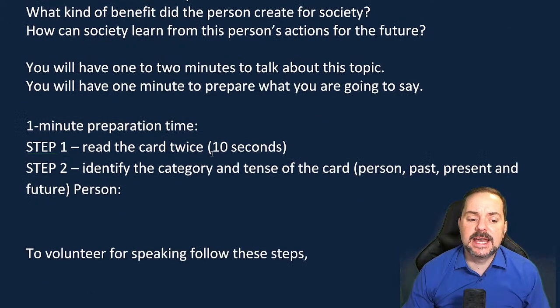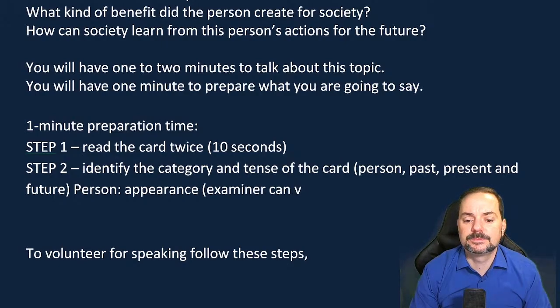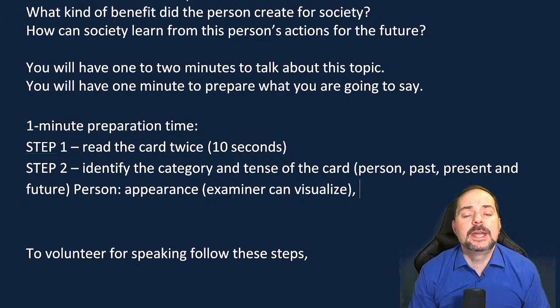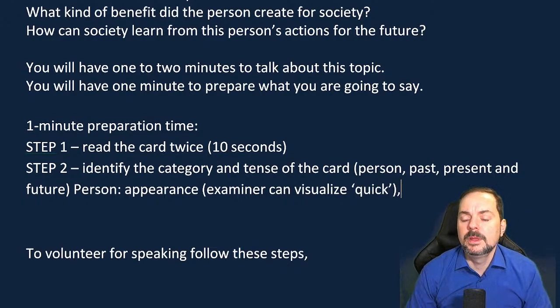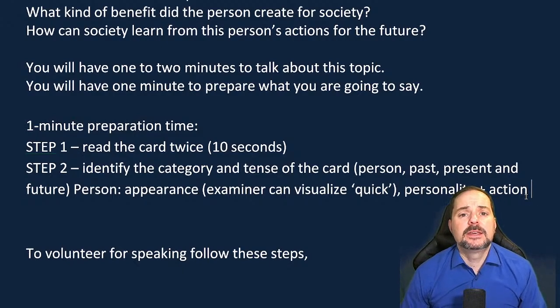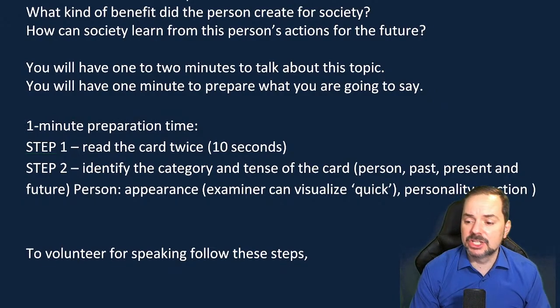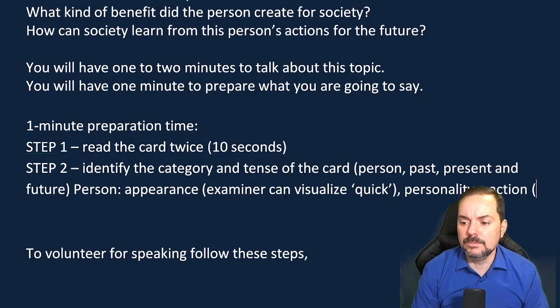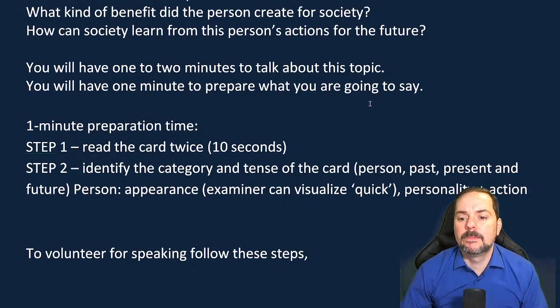Okay, so Jaineel says that, well, when you're talking about a person, you have to talk about their appearance. Yeah, it's just so your audience can visualize. Okay, and it's quick, all right, it's quick. And then you have to talk about their personality, backed up by action. Okay. So what were they like and how did that impact their actions? Okay. So we'll get to that in a second. All right.